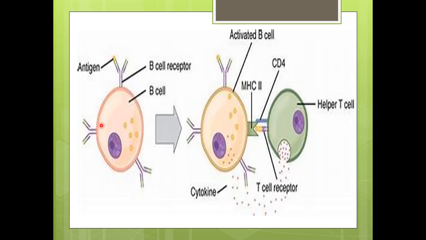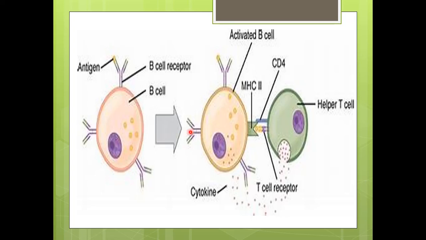Again, this is a B lymphocyte or a B cell. These are the antibodies which are cell surface receptors present in the plasma membrane of the B cells. Now, these antibodies can bind with the antigen. So, binding of this antigen with the antibodies causes activation. This antigen is internalized by the B cell.